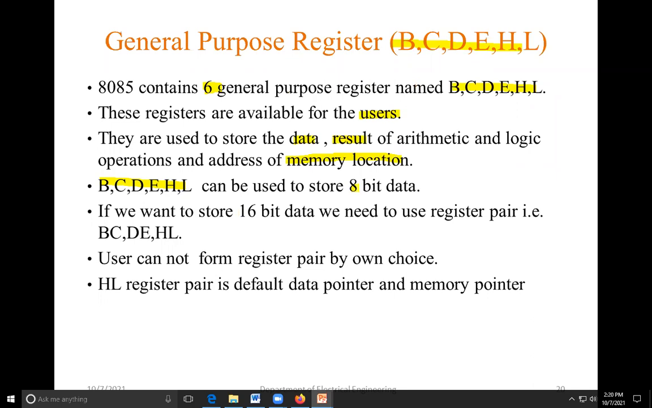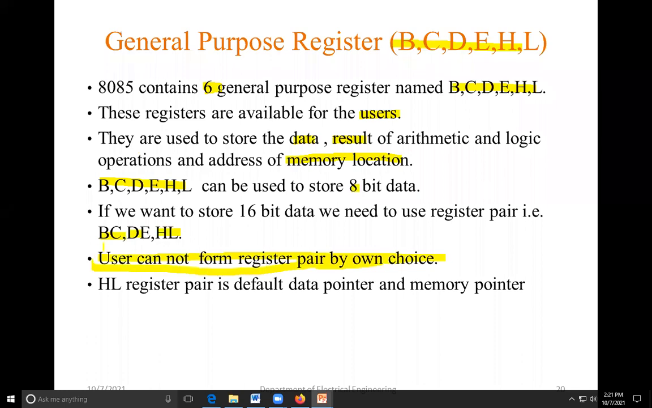Okay. But if you want to store 16-bit data, what do we have to do? For that purpose, we have to pair these registers. You have to pair the BC, DE and HL registers, but you can't create a pair like B and L. You can't pair like D and H. You can't pair like C and E, because the user cannot form a register pair by their own choice.